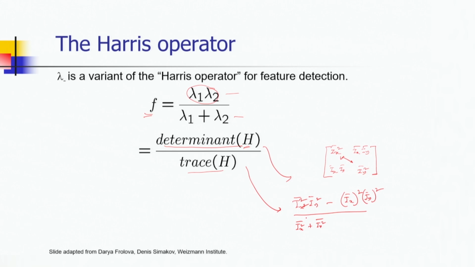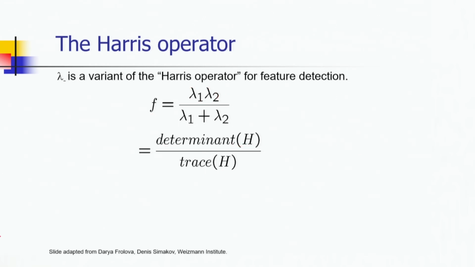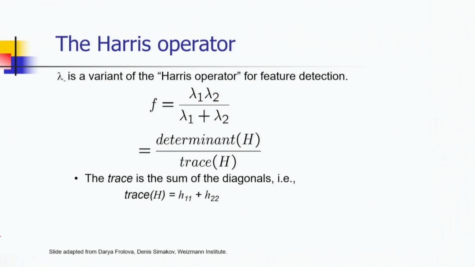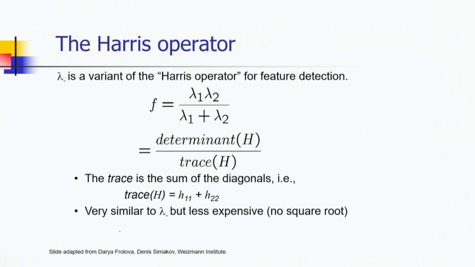will give us the value from the Harris operator. So this function is called the Harris operator, and that is what you can use for computing the key point positions. This is the definition, as I mentioned: the trace is the sum of the diagonal elements, and the product is basically the determinant. So it is very similar to the minimum eigenvalue, but less expensive because you are not performing any square root operation.